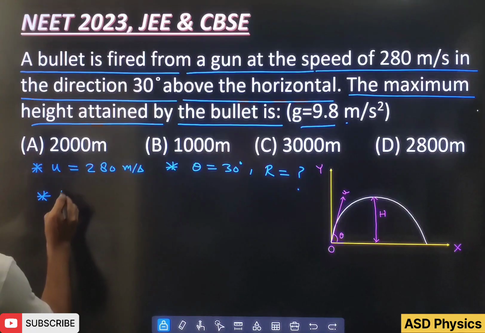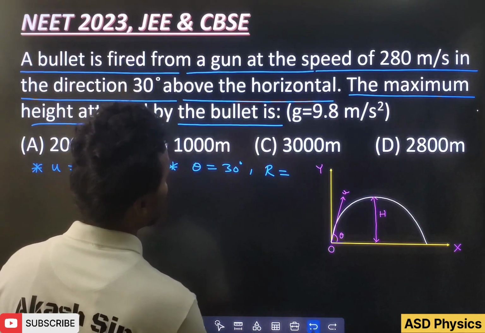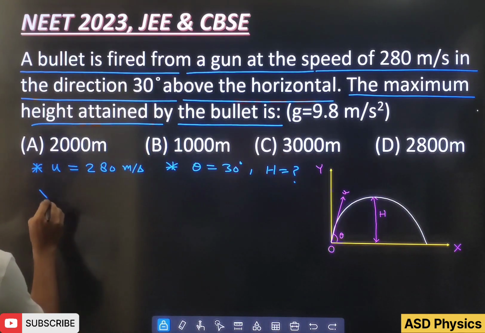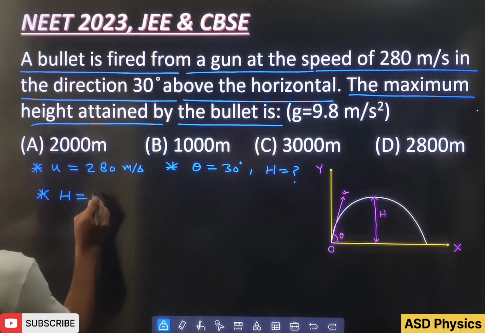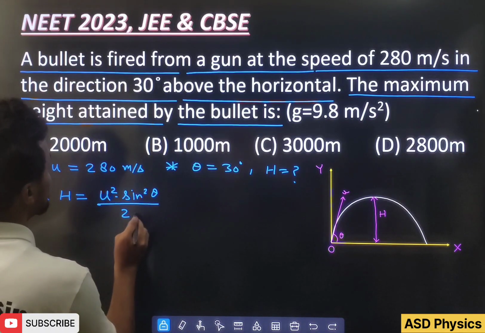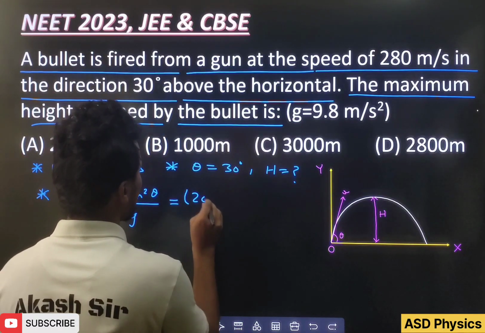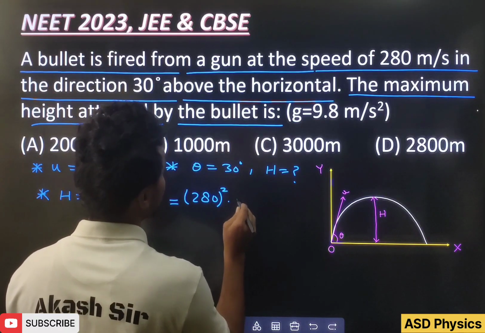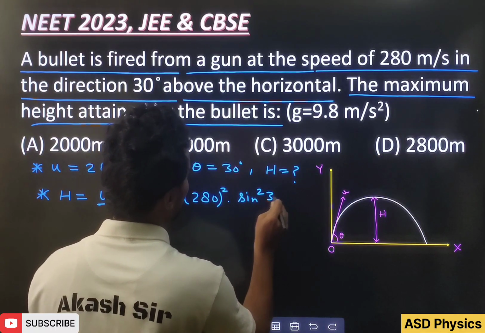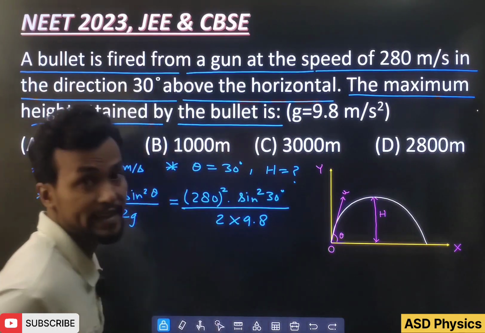So remember that here we have to calculate not the range actually, we have to calculate the maximum height. So you know very well the maximum height formula is H equal to U square sin square theta by 2G. U given here is 280, so 280 square into sin square 30 degree by 2 into 9.8.